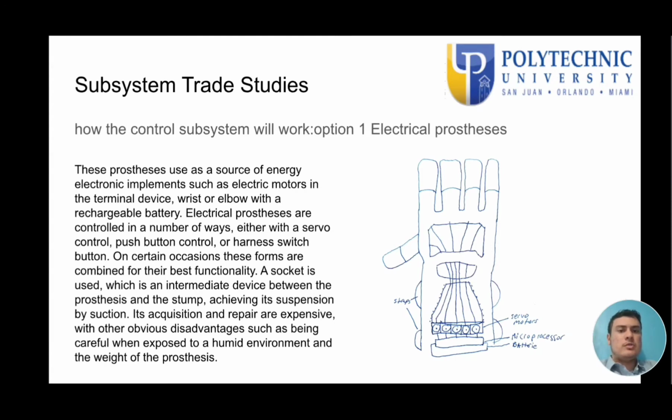A socket is used, which is an intermediate device between the prosthesis and the stump, achieving its suspension by suction. Its acquisition and repair are expensive, with other obvious disadvantages, such as being careful when exposed to a humid environment and the weight of the prosthesis. Here we have a diagram of our electrical prosthesis.